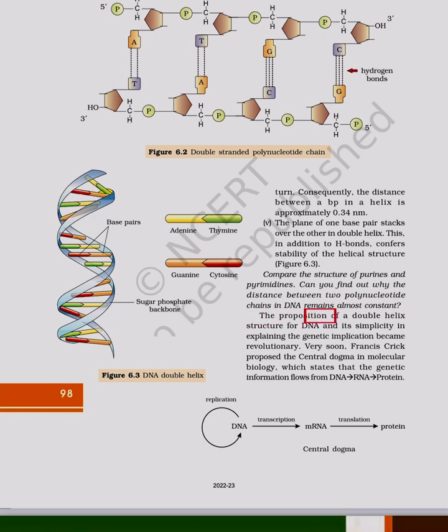The proposition of a double helix structure for DNA and its simplicity in explaining the genetic implication became revolutionary. Very soon, Francis Crick proposed the central dogma in molecular biology, which states that the genetic information flows from DNA to RNA to protein.